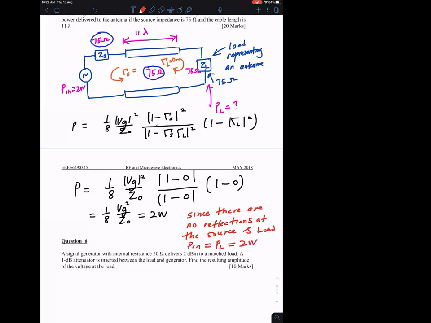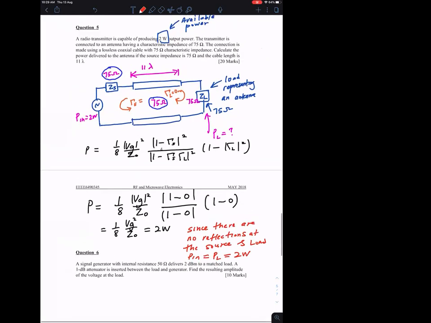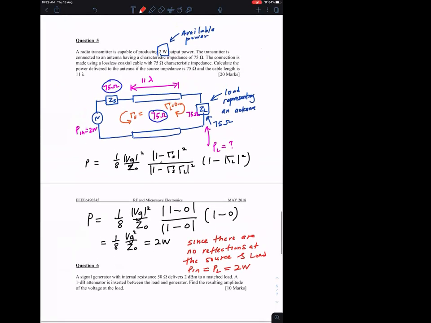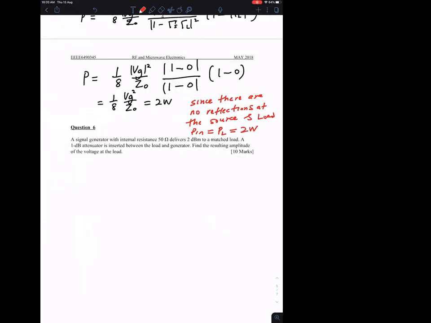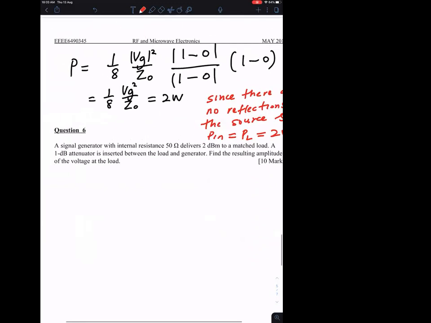So if you know the theory, you can answer this question in a couple of seconds. Correct, guys? So the exam is going to be so easy if you have been following the previous lectures. Okay, next question: a signal generator with an internal impedance.